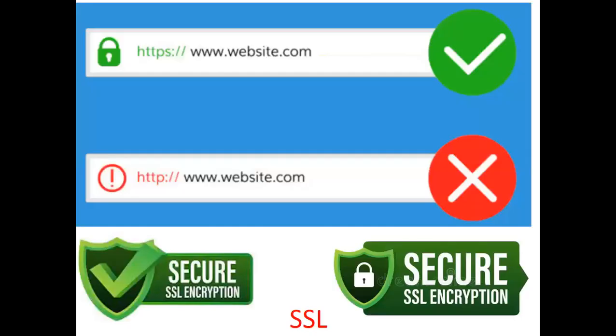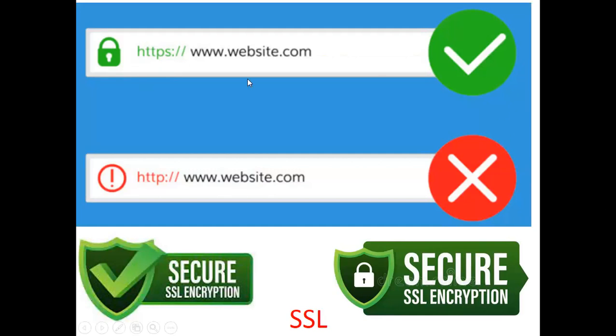What is the indication of a secure website? Yes, this is the indication of a secure website. When there is a lock, the website is converted into HTTPS. This S stands for secure. If the website is secure, then and only then can we use it.